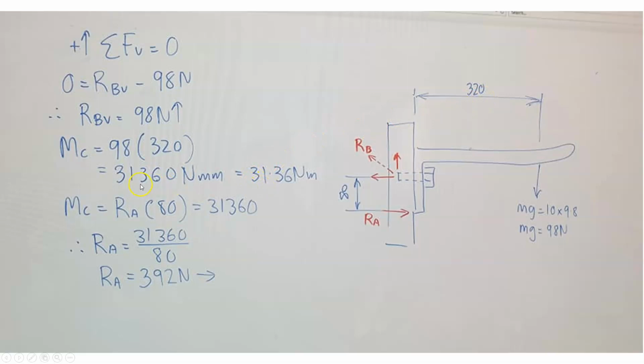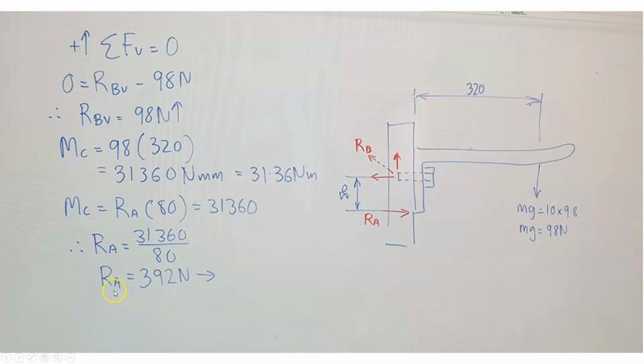Now, I did that in millimeters, which gave us 31,360 Newton millimeters, and I've converted that into the units Copeland likes, the SI units, of 31.36. Therefore, that same moment couple for the vertical couple has to be balanced out by an equal and opposite couple from horizontal forces. The horizontal couple has the same 31,000 Newton millimeters. The distance between them is 80.